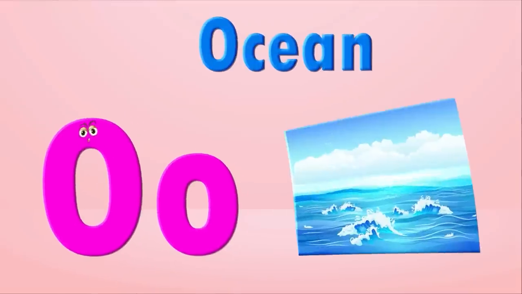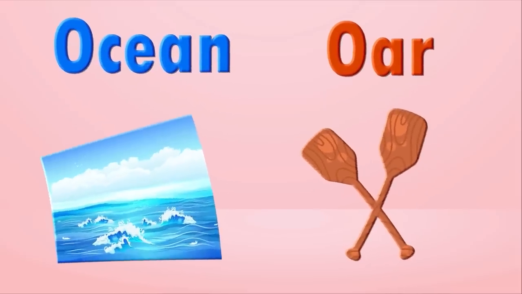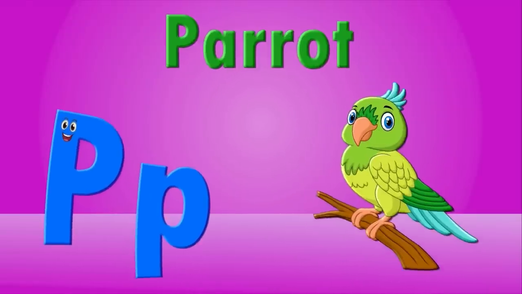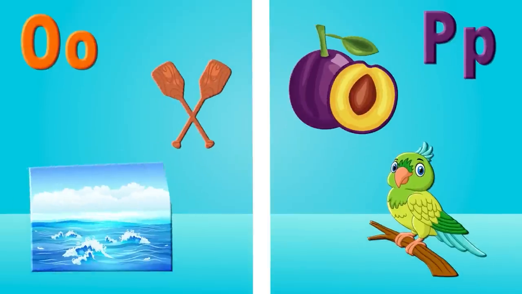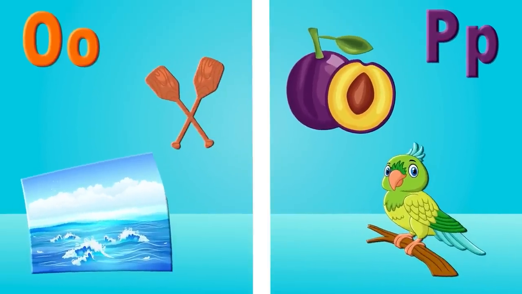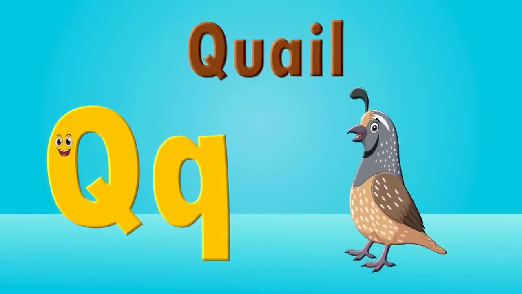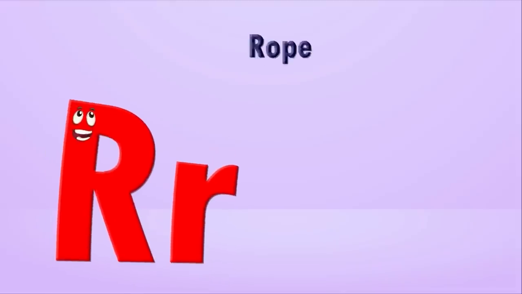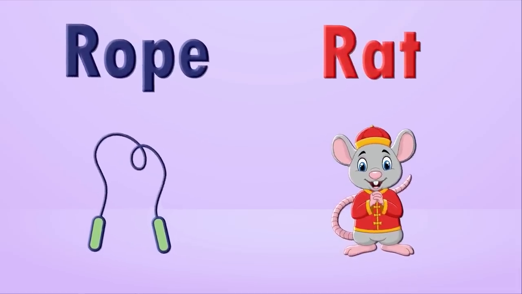O for ocean, O for oar. P for plum, P for parrot. And Q for quill. R for rope, R for rat.